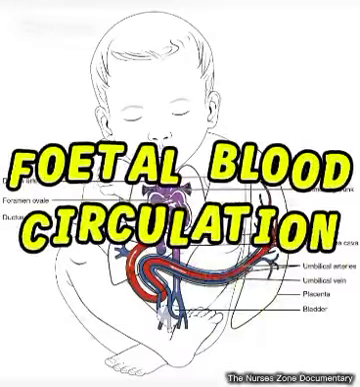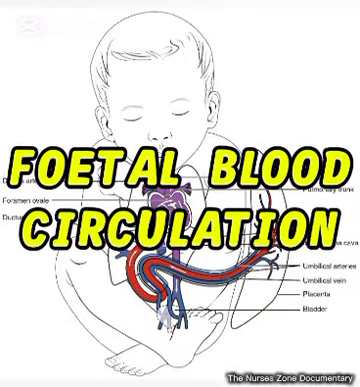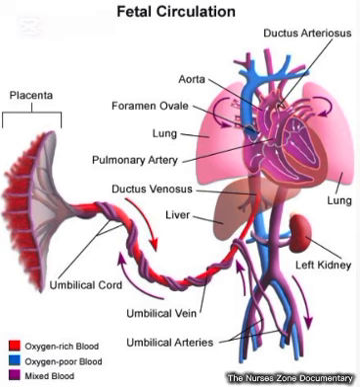In this episode, we'll look at fetal blood circulation. Fetal blood circulation uses the mother's placenta to supply oxygen and nutrients while bypassing the fetus's inactive lungs and liver. Now, this specialized system relies on three unique shunts.